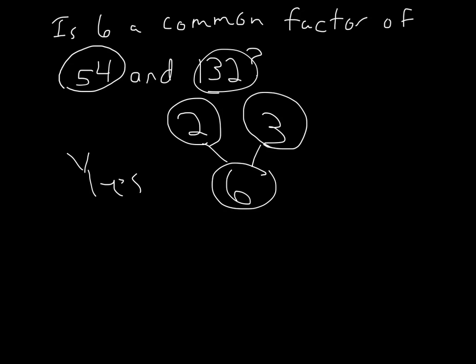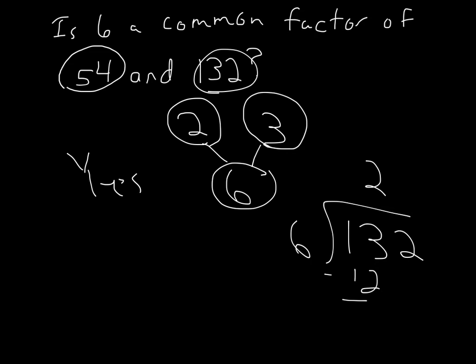We could divide it out to see 132 divided by 6, and there won't be a remainder. It's actually going to be 6 times 22. And so that is what a common factor means. Now, the reason we want to do that is because what we're about to do is now work a problem that looks for the greatest common factor.